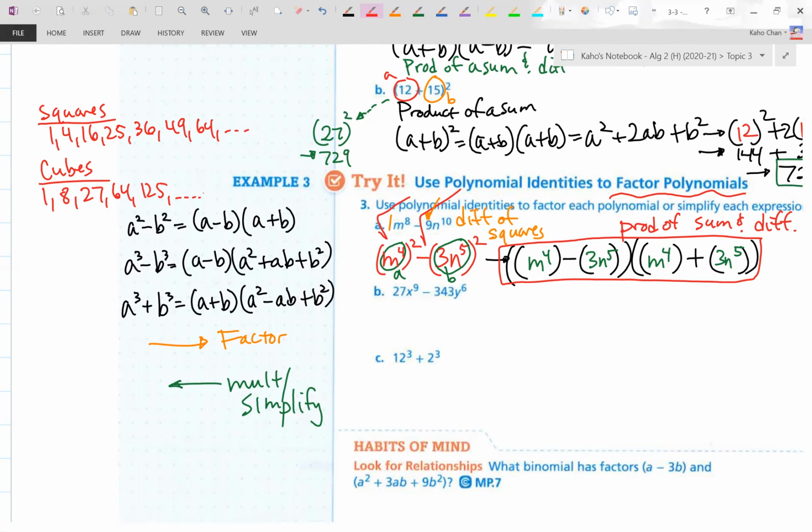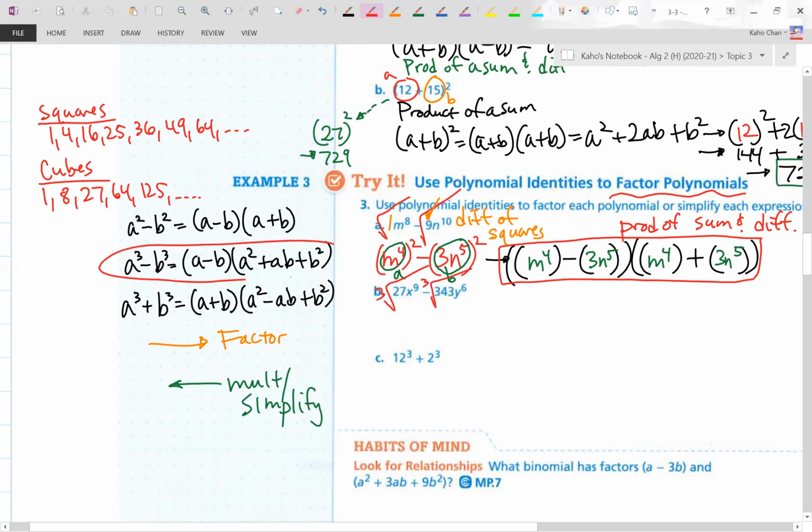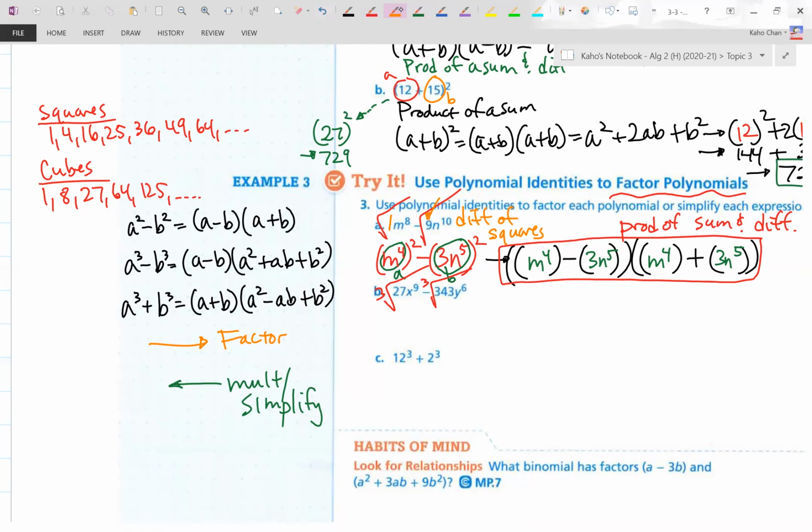Okay. But guess what? 27x to the 9th is cube rootable. Minus 343y to the 6th is also cube rootable. Isn't that crazy? That's cube rootable, and that's cube rootable. It is a difference of cubes. That is a difference of cubes. We're looking for patterns. The cube root of 27 is 3.